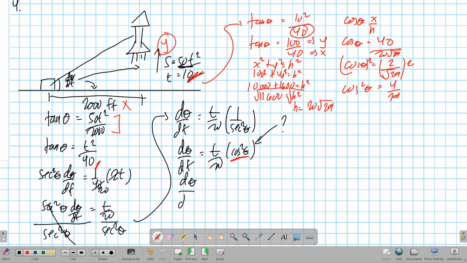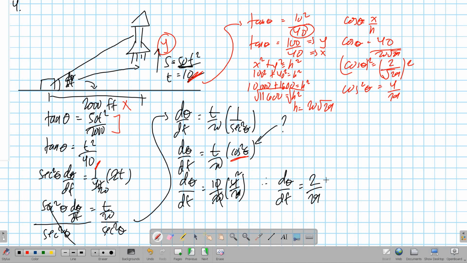So going back, d theta over dt is equal to t, which is 10, so that's 10 over 20 times 4 over 29. There you go. This actually gets cancelled with this constant. So this gets 2. Therefore, the rate of change in the angle of elevation is 2 over 29.